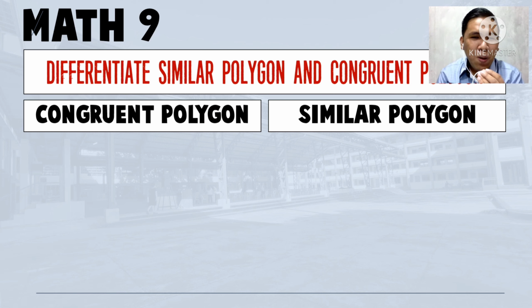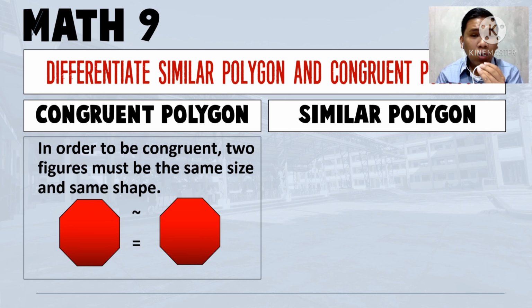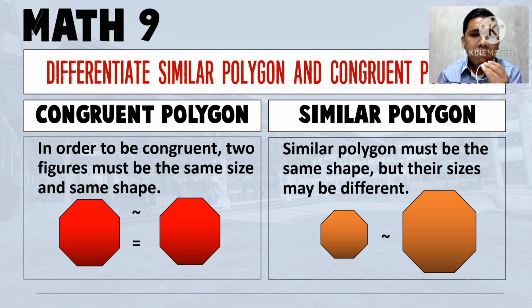At this juncture, we must know how to differentiate similar polygon from congruent polygon. So let us have the definition of these two as we have this presentation. Congruent polygon tells us that in order to be congruent, two figures must have the same shape and the same size. On the other hand, we have similar polygon. Similar polygon tells us that we must have the same shape, regardless of the difference in sizes, but the same shape matters, and that is the similar polygon.